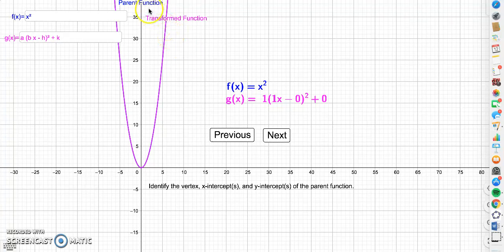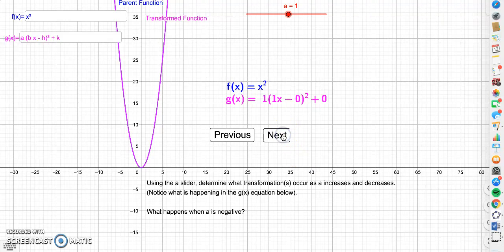As they move the sliders, they'll see that there'll be a blue and a purple graph, blue being the parent function as labeled right here. Alright, next they're going to use this slider and they're going to answer the following questions about A in their own words. Given right here is the f of x, the parent function, and then the g of x. And right here I want them to notice what's happening in the equation as they use the slider so that they can make a relationship with the slider and the transformation within the equation.